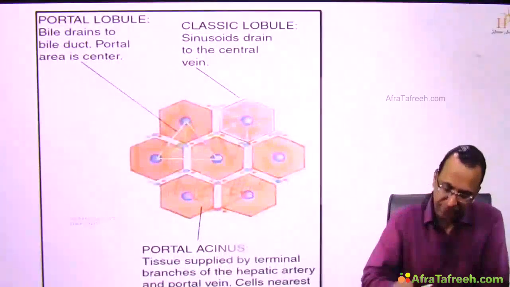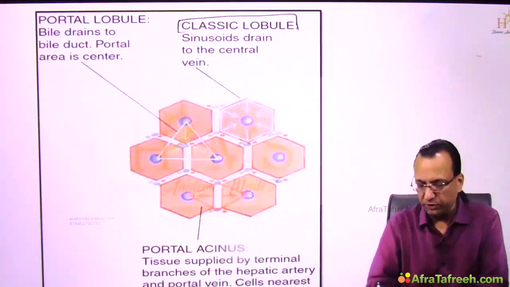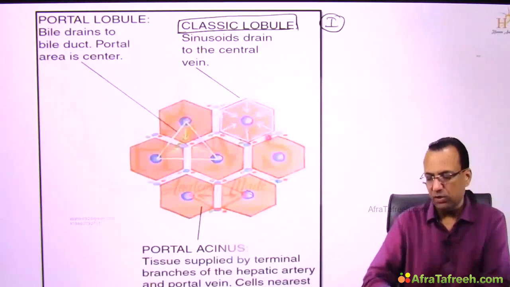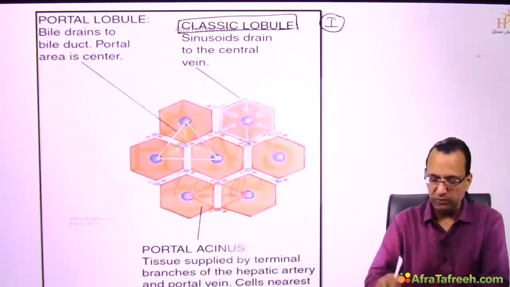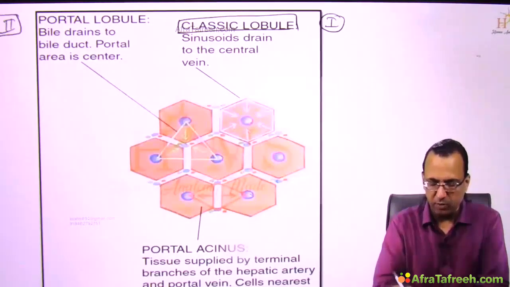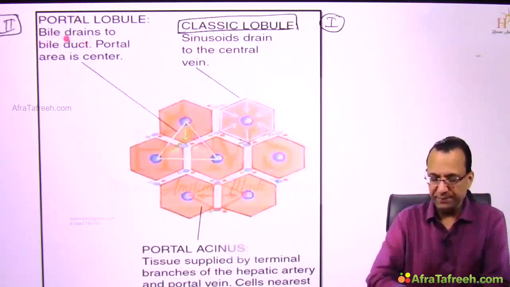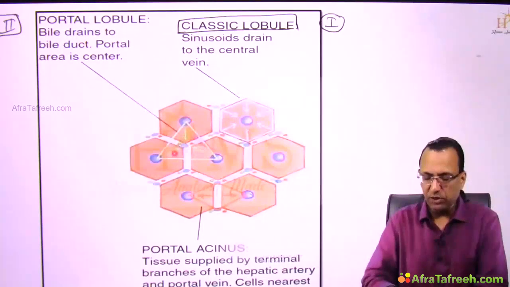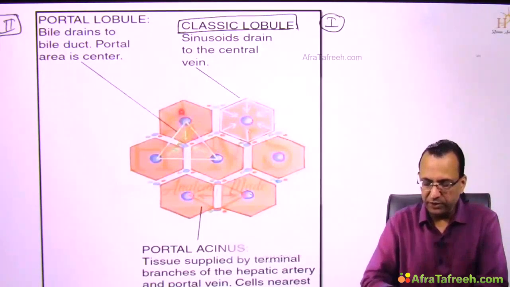Let me magnify it further. If you are talking about the oldest, the classic lobule, which was the very first to come, it said the structure is hexagonal and the blood is draining towards the central vein. But then came the next one, which was the portal lobule. It was based upon the drainage of bile into the portal triads, and at the center was the portal triad. It was a triangular thing. The center was the portal triad and bile drainage. In the periphery, central vein, and central vein.